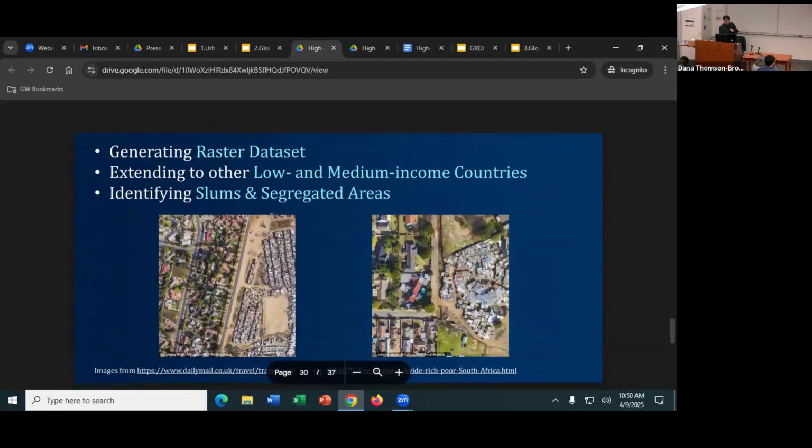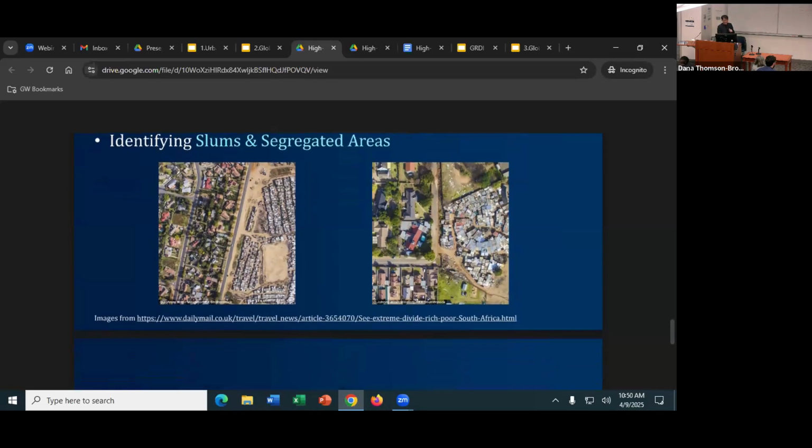And I have a few agenda items to work on later. One of them is slum and segregated area identification and estimation. If you look at the image, this is just a 1 square mile area. In it, there is both a wealthy region and a very poor region in a single image. So that's what I'm going to try to do next. Thank you.